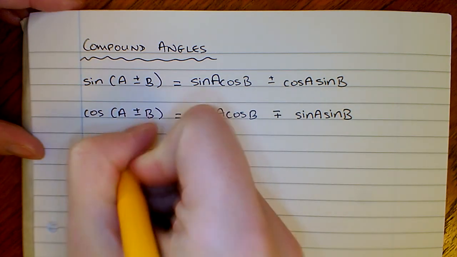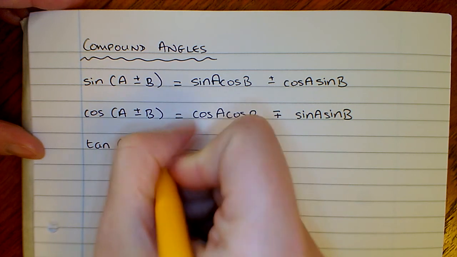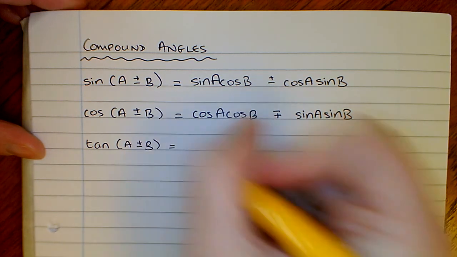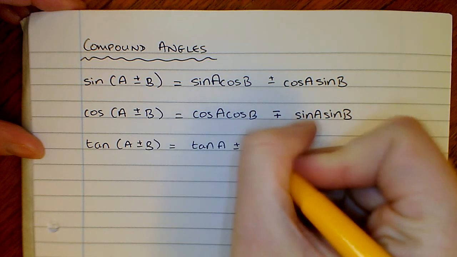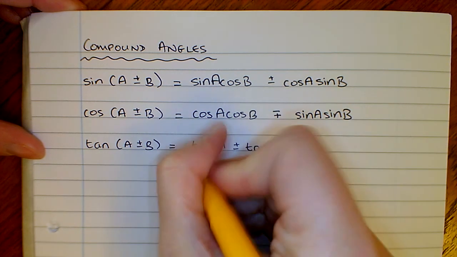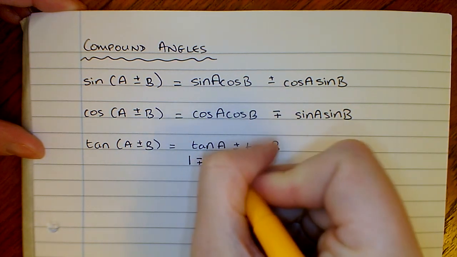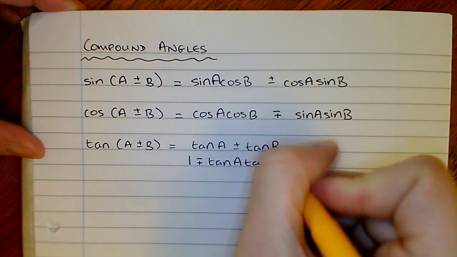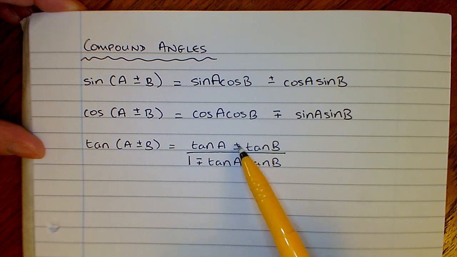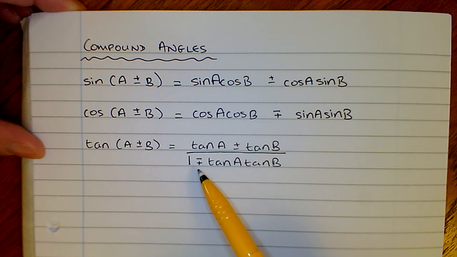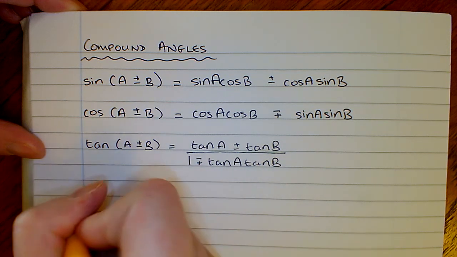And the last one for tan, we have tan A plus or minus tan B over 1 minus or plus tan A tan B. Okay, so you can see if there's a plus here, there'll be a plus in the top and a minus in the bottom. If there's a minus here, there'll be a minus in the top, on the opposite sign, and a plus on the bottom. Okay, so we'll have a look at a few different examples.